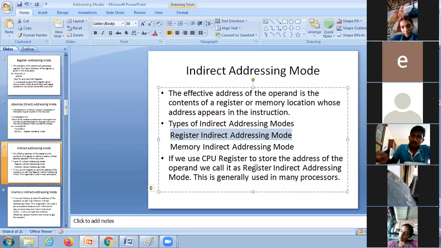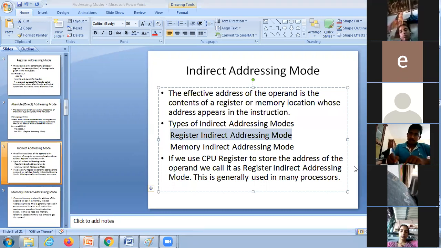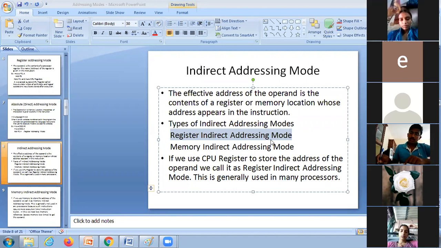Why? Because many of the processors, not some, many of the processors, around 90% or more than 90% of the processors, use only the register indirect addressing mode. They will not use the memory indirect addressing mode.